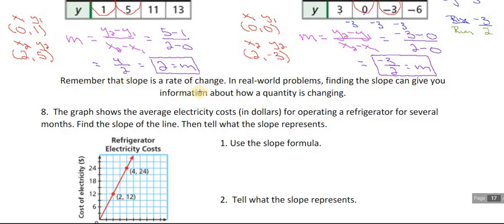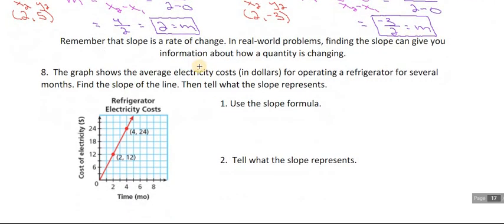Slope is technically rate of change, and in real world problems, finding the slope can give you information about how a quantity is changing. Slope is going to be really important in lots of real life situations. So number 8 says the graph shows the average electricity cost in dollars for operating a refrigerator for several months. Find the slope of the line, then tell what the slope represents.